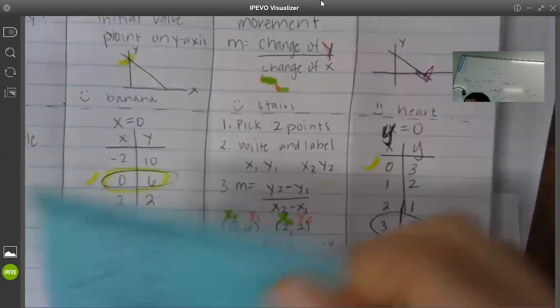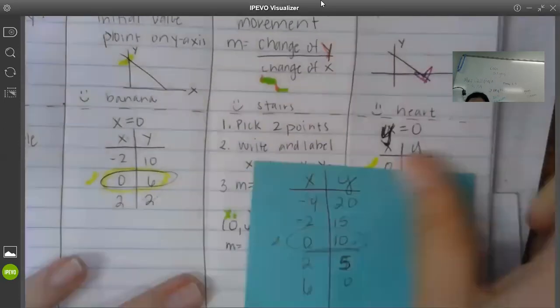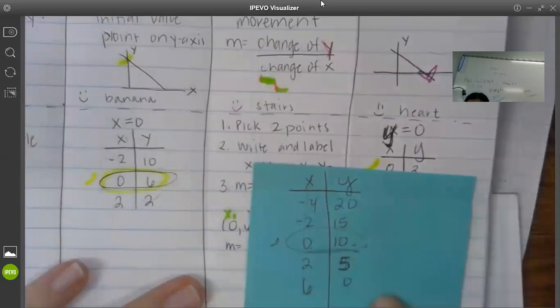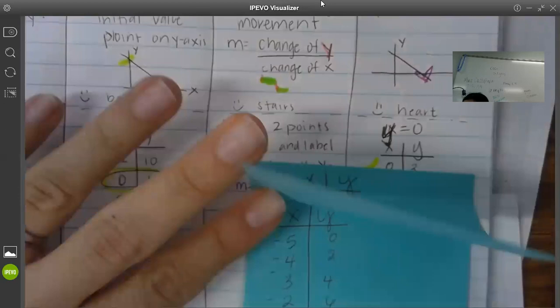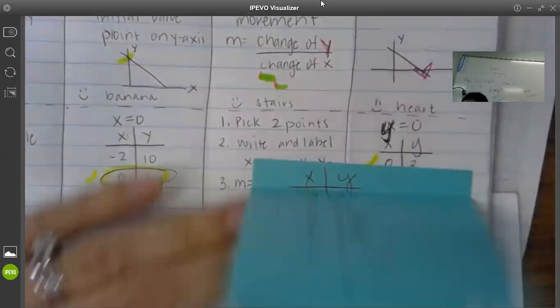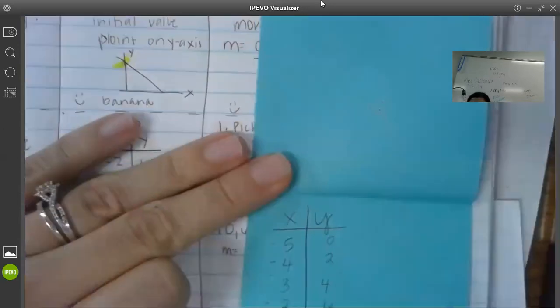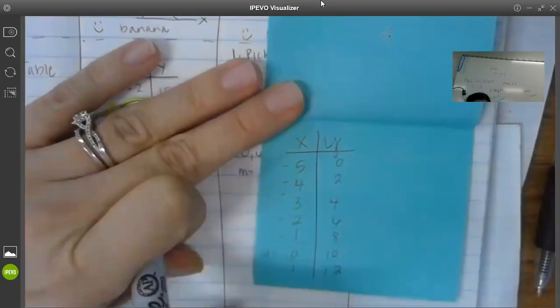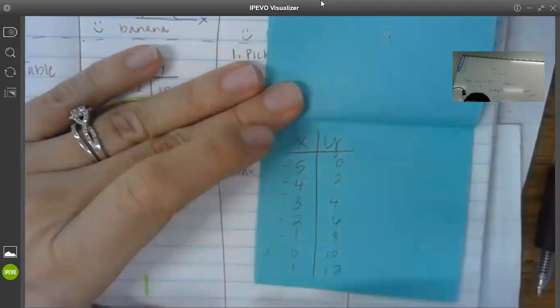Let me have you do some examples. What about this one? What would be the x-intercept? X-intercept is where y is equal to 0, so I look on this side. The x-intercept should be 6 because the y is equal to 0 at 6. Okay, what about this one? Which one's the x-intercept where y is equal to 0? Exactly, 5.